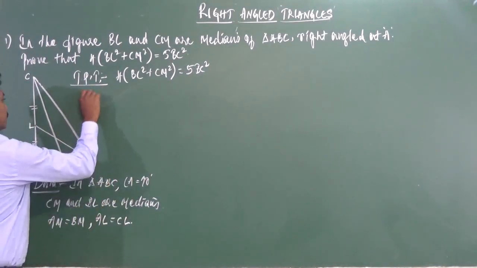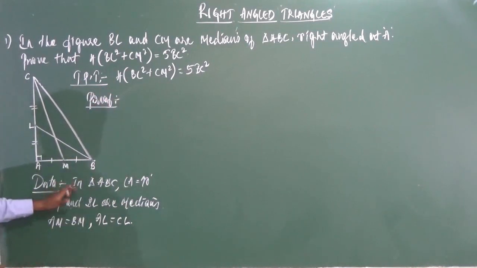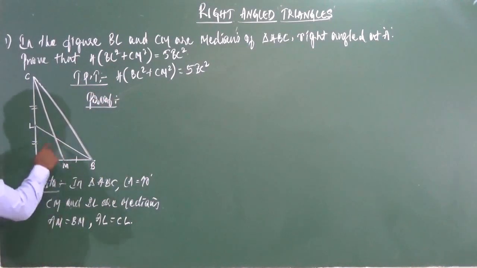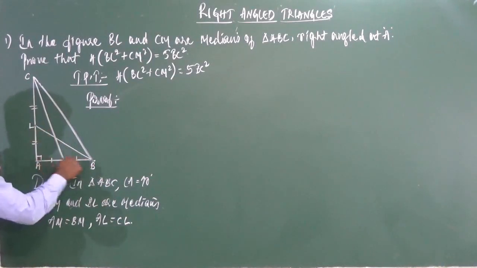Okay? Right, let us enter into the proof. No need of any construction, data is sufficient for this. So let us take triangle ABL. You can see here, this is triangle ABL.